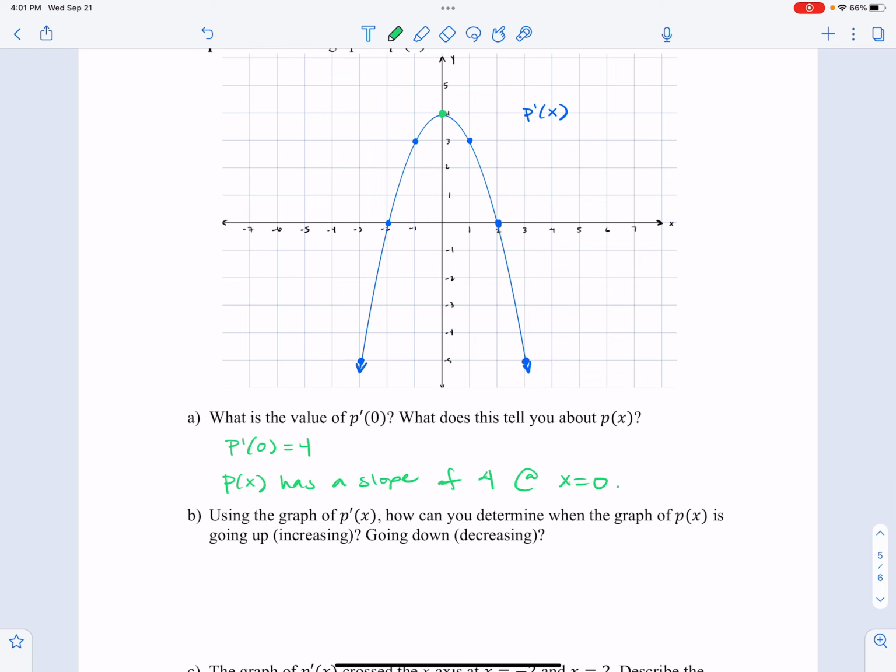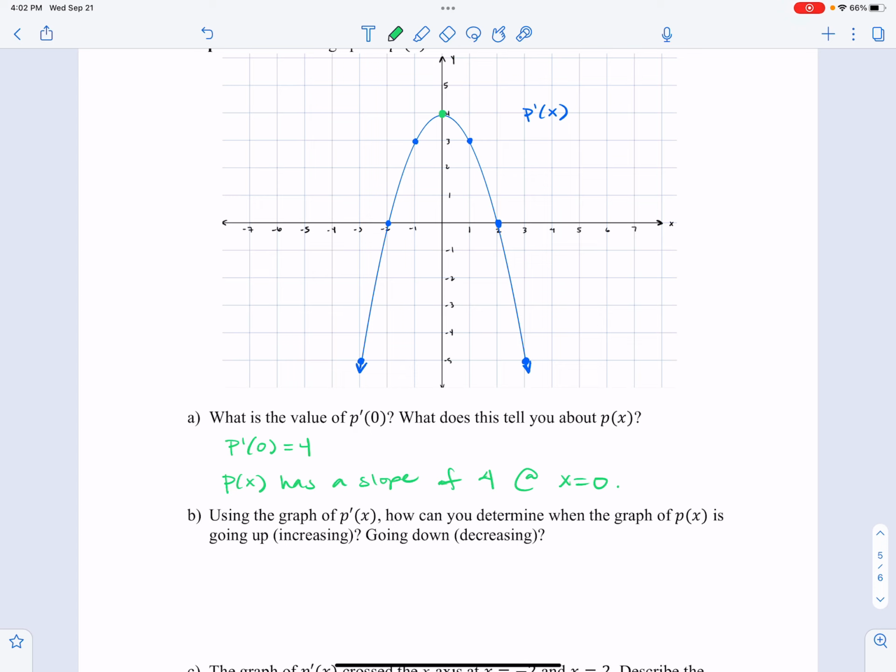Okay, B, using the graph of p prime, how can you determine when the graph of p of x is going up? What I mean by that is, where is the graph increasing? So if you were walking along the graph from left to right, like you read a book, where would you feel like you're walking uphill? And that would be from negative infinity to 0. Oops, nope, I messed up on that. Sorry, brain fart.